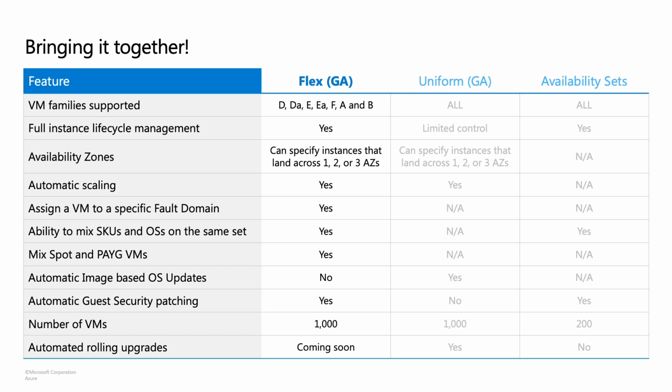With availability zones, you can spread across different availability zones. In availability sets, you could only do a regional deployment. So you're bringing the goodness from both of these existing constructs into an update to VMSS.